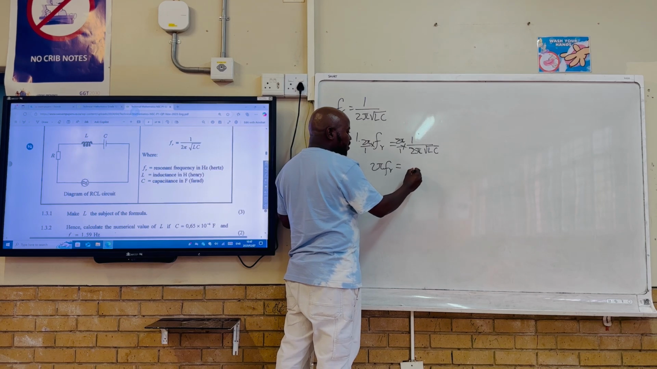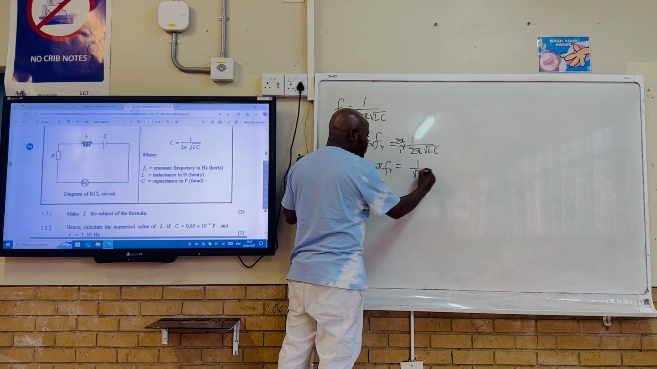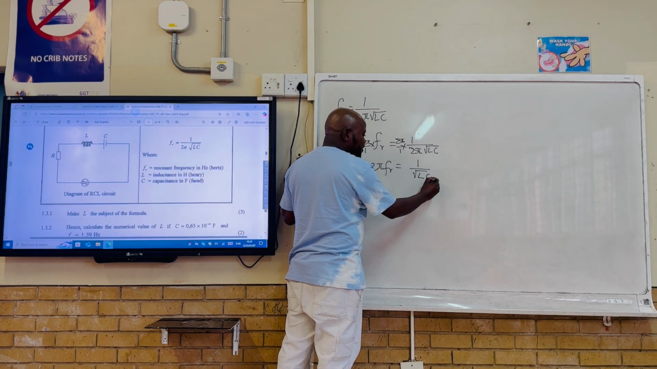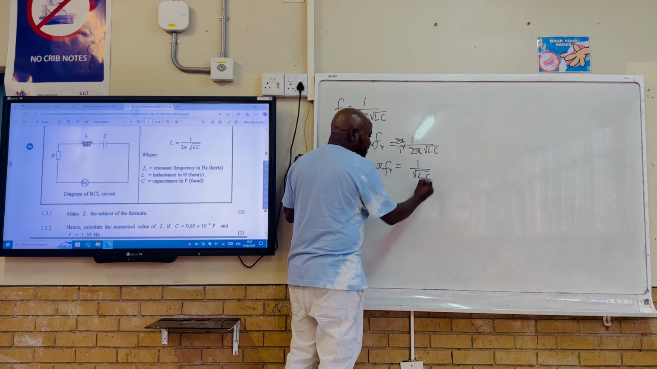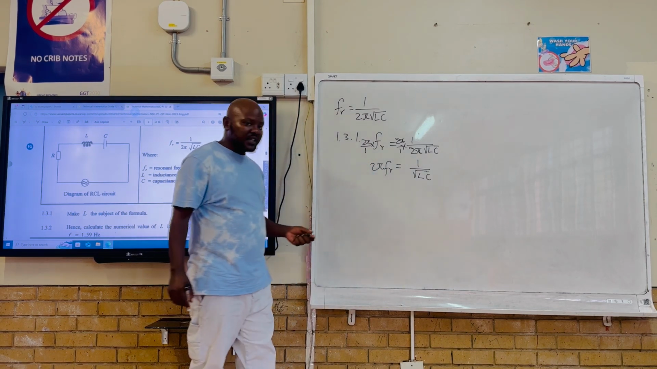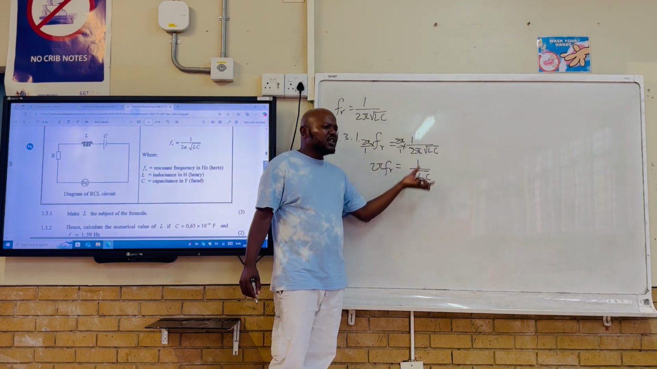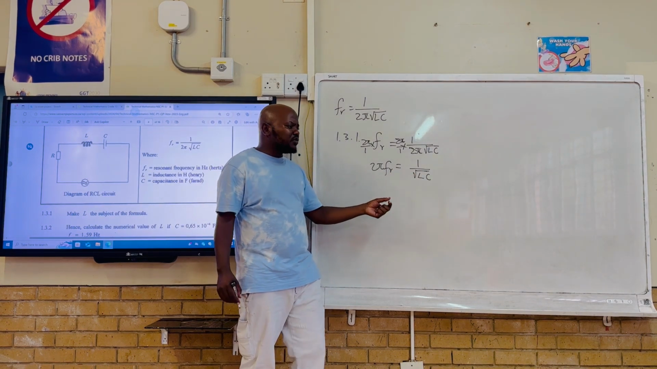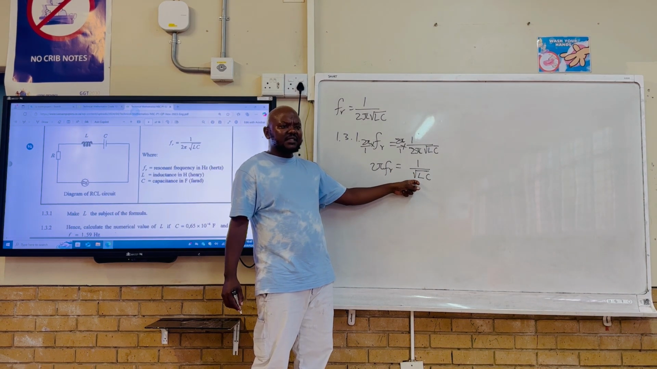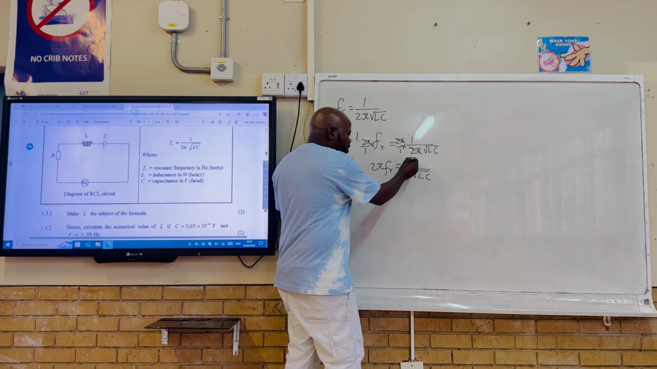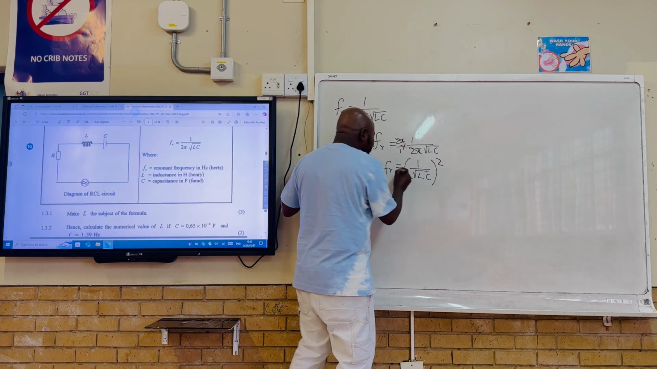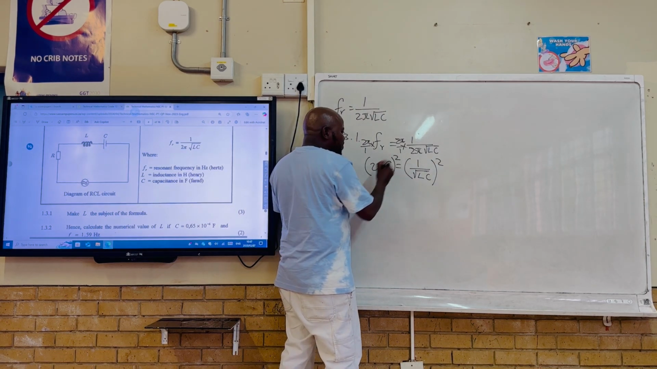our frequency is equal to 1 divided by the root of inductance multiplied by the capacitance. What are we going to do now? We're just going to square both sides so that we can remove the radical side.